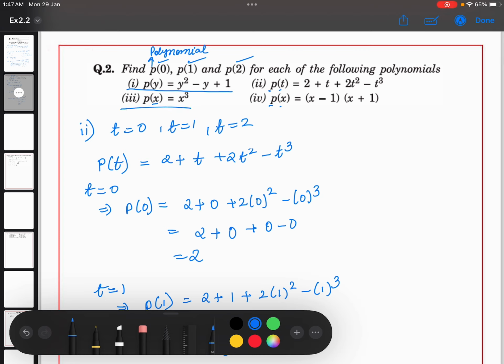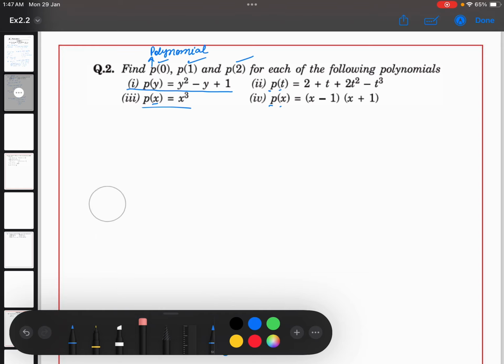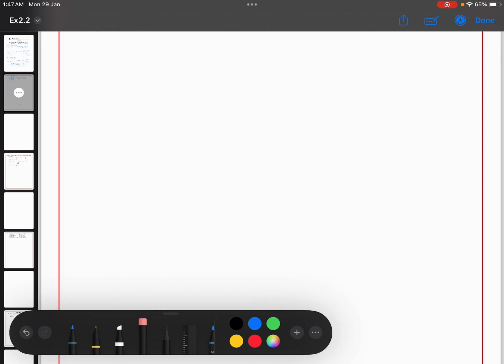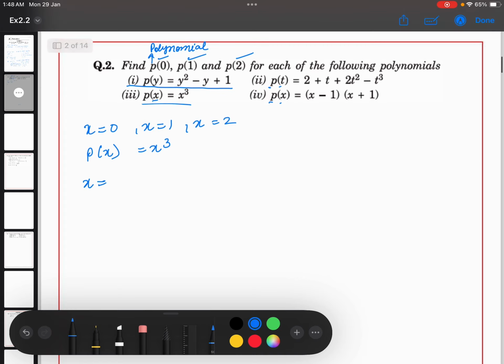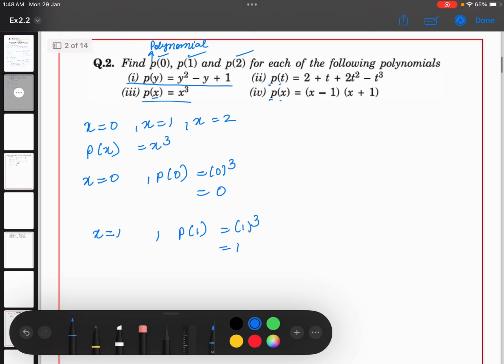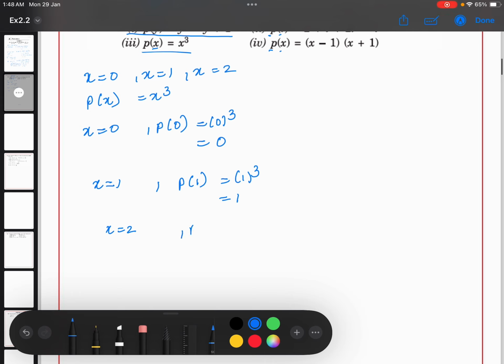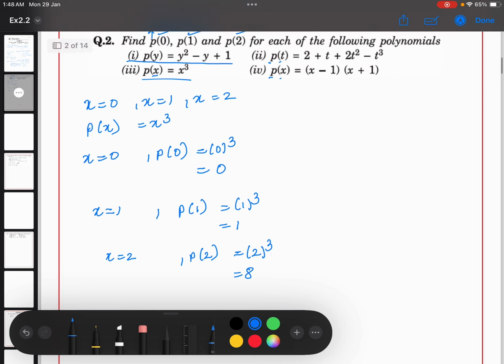Now quickly we'll go with the third one. Again we shall rub this question. So for the third one, we have x. The variable now is x, so just replace it. Our given equation is x cubed. This is rather a very easy one. If x equal to 0, then p of 0 will be 0 cubed. So 0, no matter how many times you multiply, will always be 0 only. Then this will be 1 cube, so this will be 1. Now for x equal to 2, p of 2 will be 2 cube, which is equal to 8.